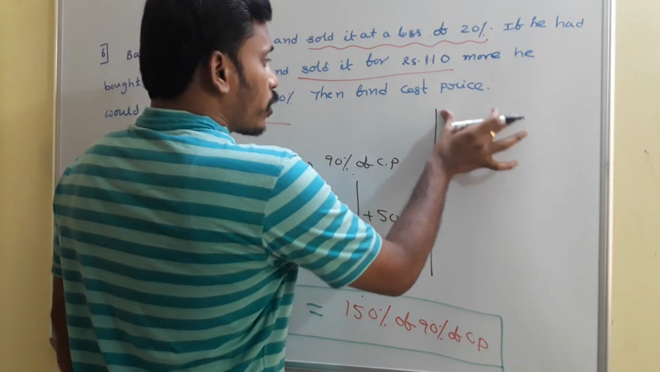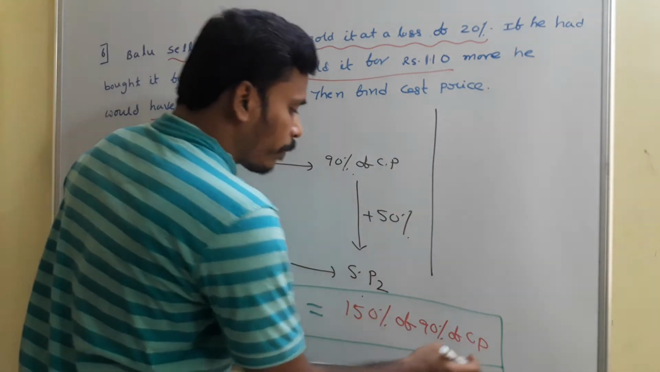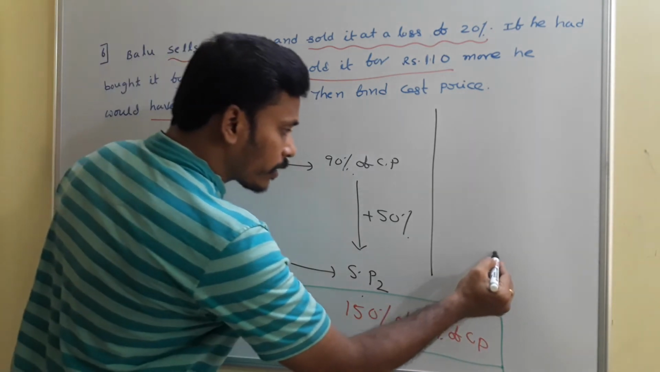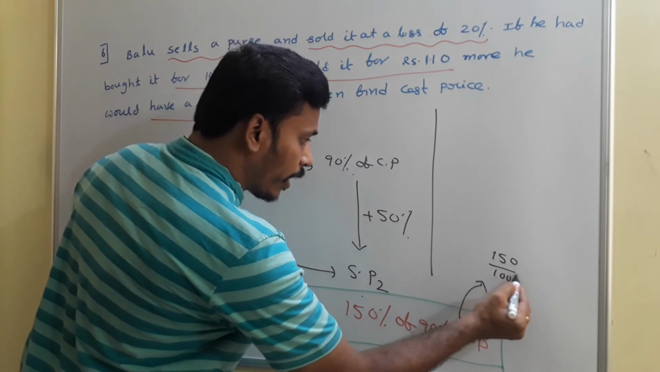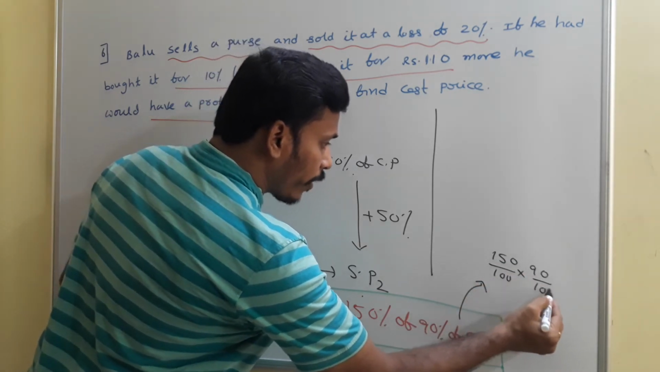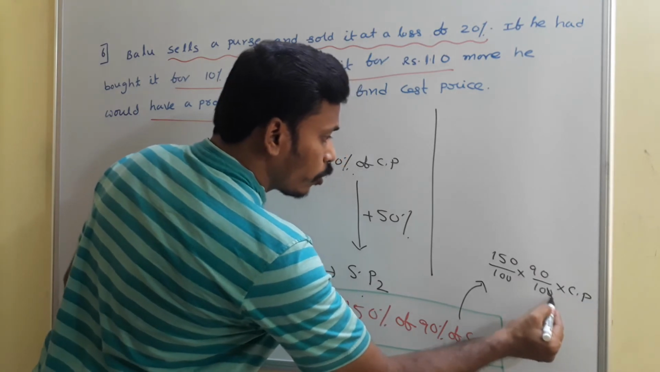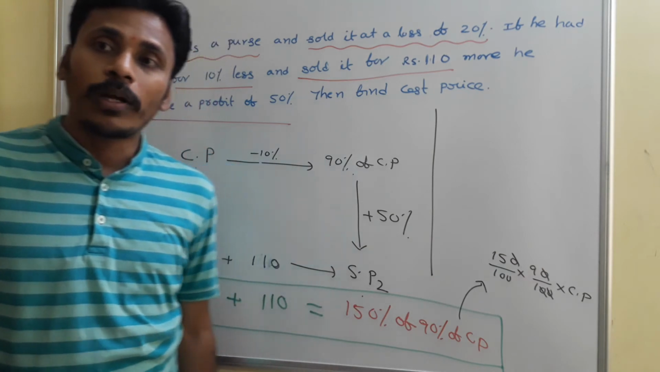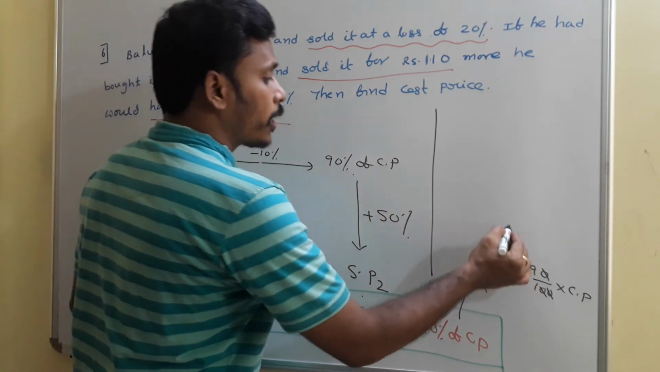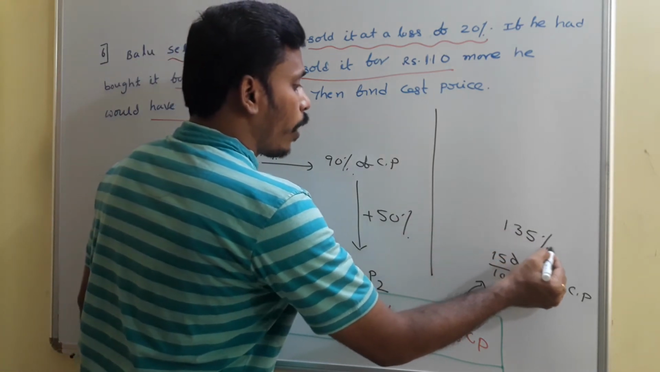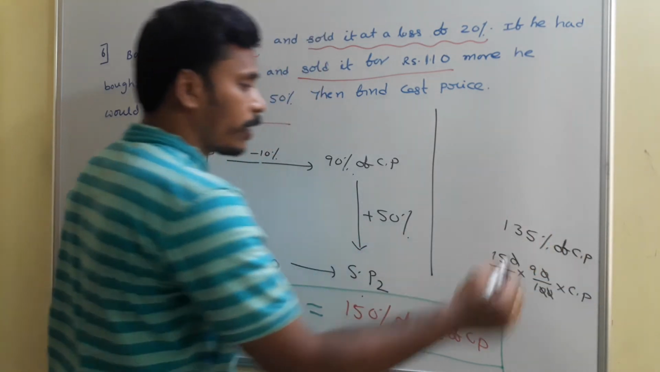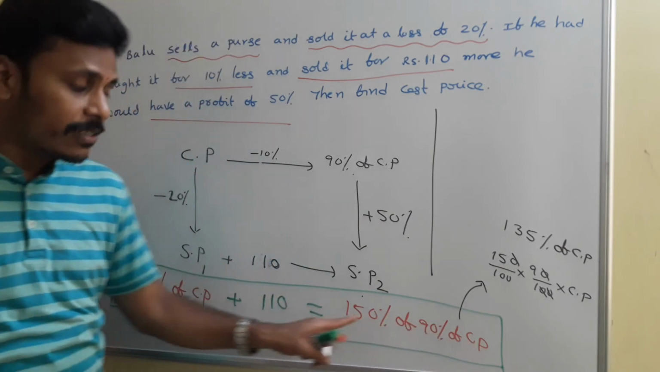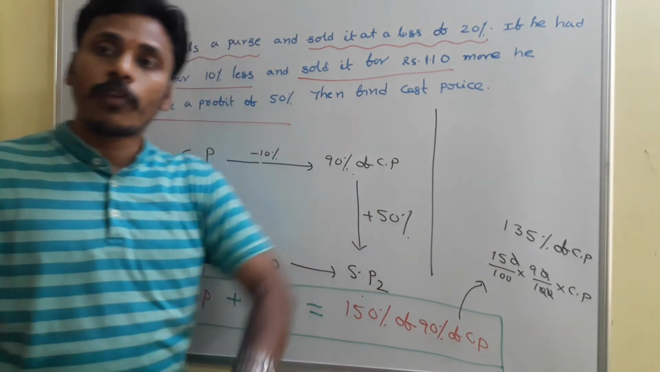See, my idea is, first of all, this is 150% of 90% of cost price. Just try to simplify this part. 150% means 150 by 100 into 90 by 100 into cost price. Two zeros will get cancelled. Now you just think about it. 15 into 9 is 135 by 100 into cost price, which is nothing but 135% of cost price. See, 150% of 90% of cost price is nothing but 135% of cost price.